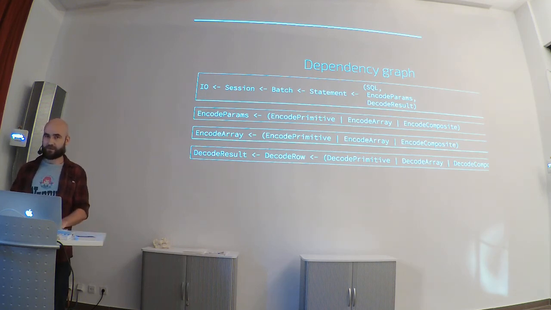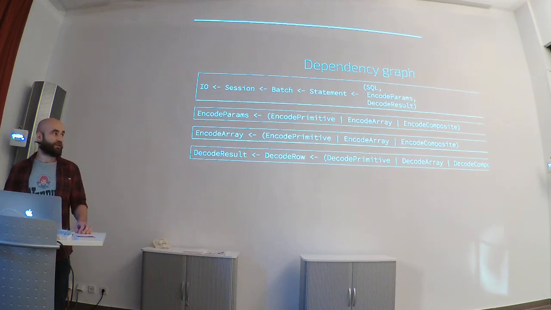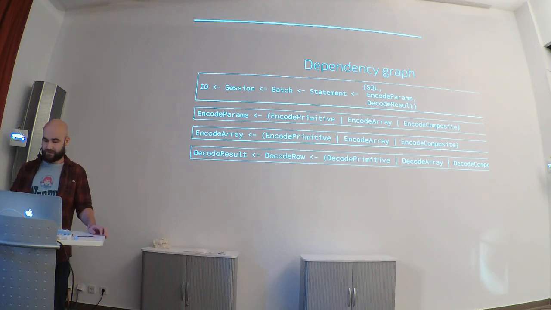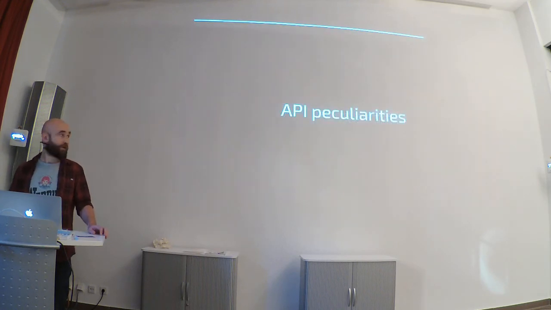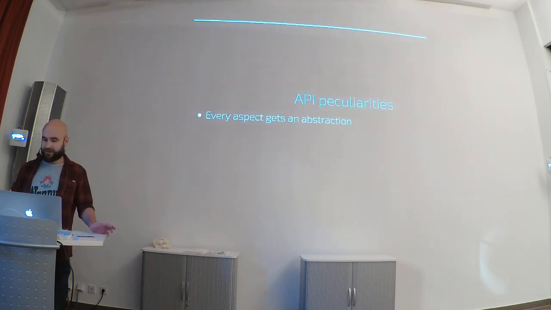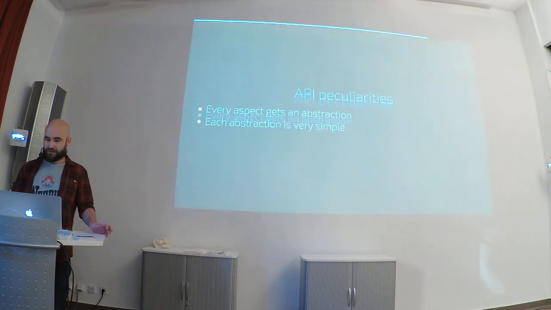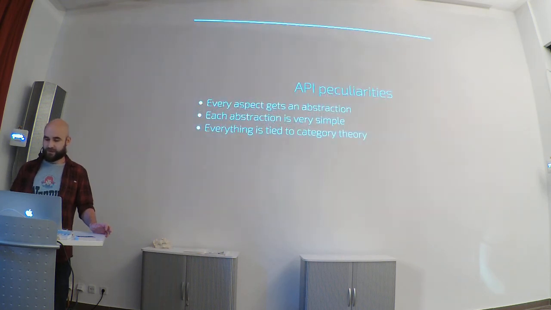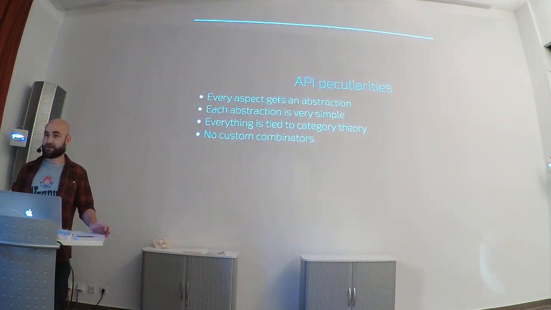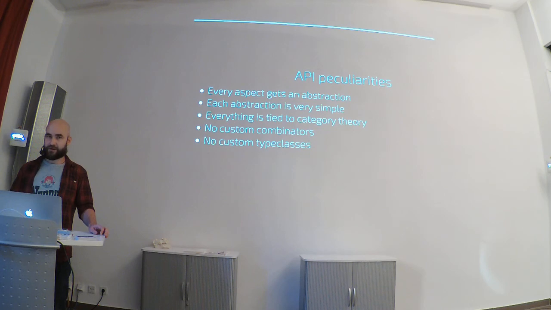And think of this, under the hood it does a lot of stateful things. It deals with the whole protocol, for Christ's sake. And still, it's all just algebraic things that we're looking at here. It's highly production oriented, but it looks like we are dealing with some pure stuff. So every aspect gets an abstraction. Each abstraction is very simple. Everything is tied to category theory, and no custom combinators are used, and no custom type classes are introduced.